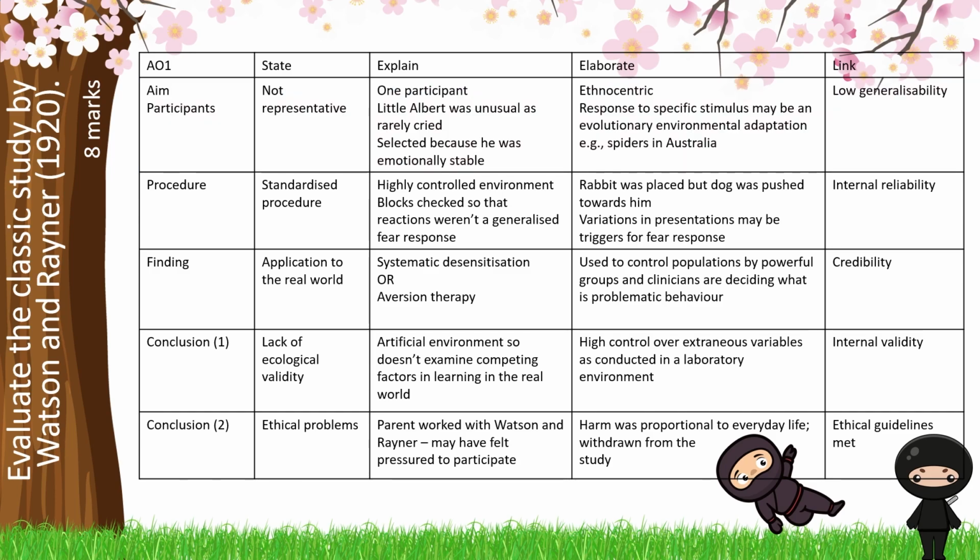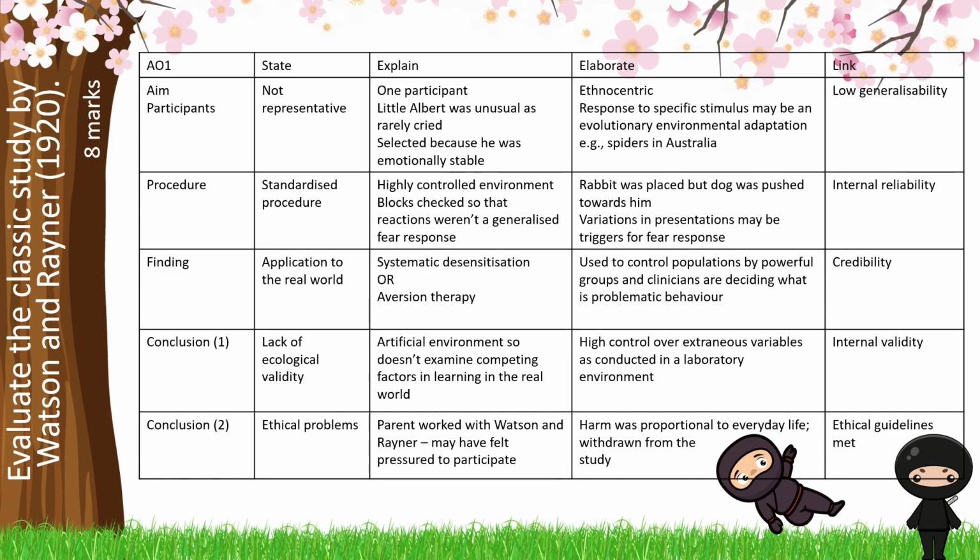Overall, your mini conclusion here is that the findings of this study may have low generalisability because of the nature of the sample. You're then moving through and talking about the procedure, those sessions 1 to 5 and what happened. You're evaluating this with a standardised procedure, that Watson and Rayner had a highly controlled environment, and that also the blocks were checked in later sessions to see that this wasn't just a general fear response that Albert was showing to everything presented, because the same fear response was not shown to the blocks as it was to the white fluffy objects. You can counter this here by saying there were variations in how the stimuli were presented, that actually the rabbit was placed but the dog was pushed in front, and this might explain why there were various different responses for Albert. Overall, this has high internal reliability because of that standardised procedure.